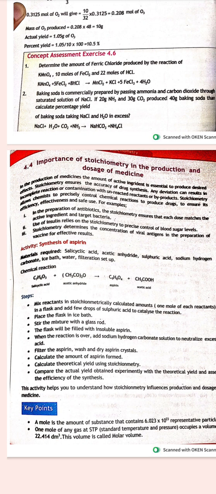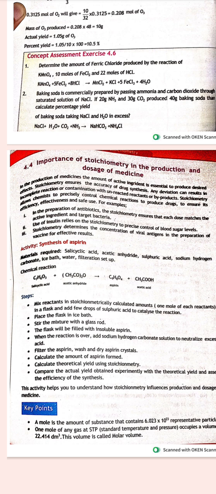Now we have the last topic of this chapter, the importance of stoichiometry in the production and dosage of medicine. In the production of medicine, the amount of active ingredient is essential to produce desired effects. Stoichiometry ensures the accuracy of drug synthesis. Any deviation can result in an incomplete reaction or contamination with unreacted reactants or byproducts. Stoichiometry allows chemists to precisely control chemical reactions to produce drugs, ensuring their efficiency, effectiveness, and safe use. For example, in the preparation of antibiotics, stoichiometry ensures that each dose matches the active ingredient and target bacteria.